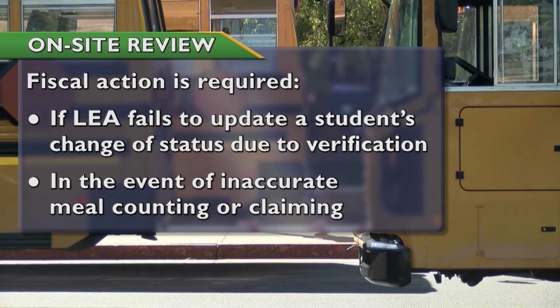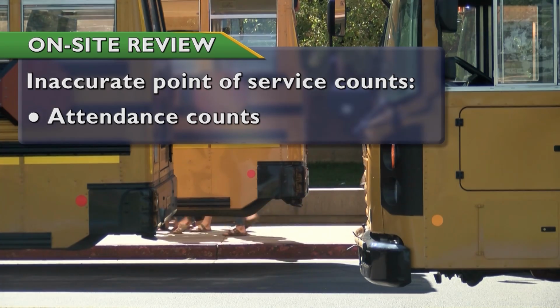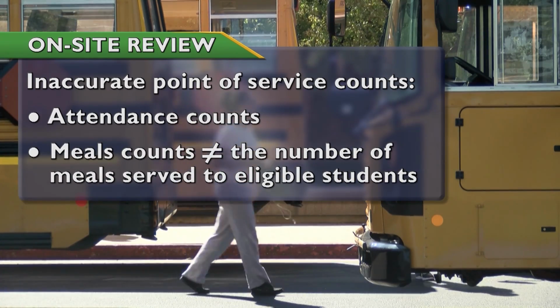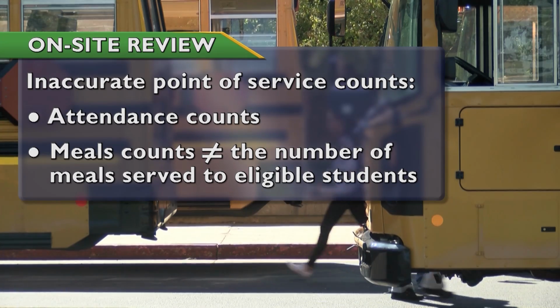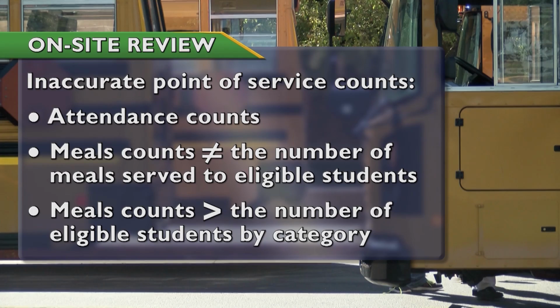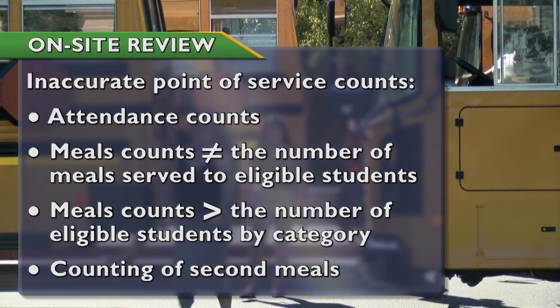Counting errors include inaccurate point of service counts such as attendance counts, meal counts which do not equal the number of meals served to eligible students, meal counts which exceed the number of eligible students by category, and the counting of second meals.